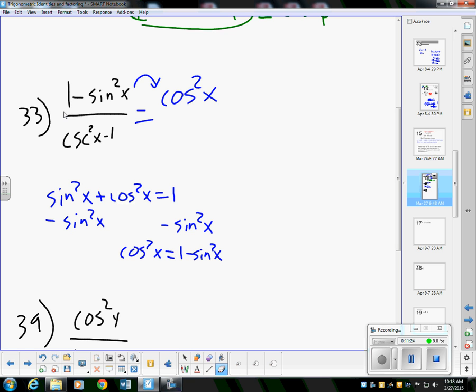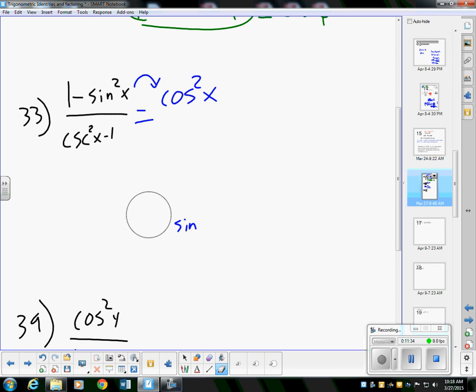So I'm about to erase this, so you may want to stop the video and go through your copy of this down part, because I'm about to erase this. Okay, it's still recording. Now, cosecant squared of x minus 1.